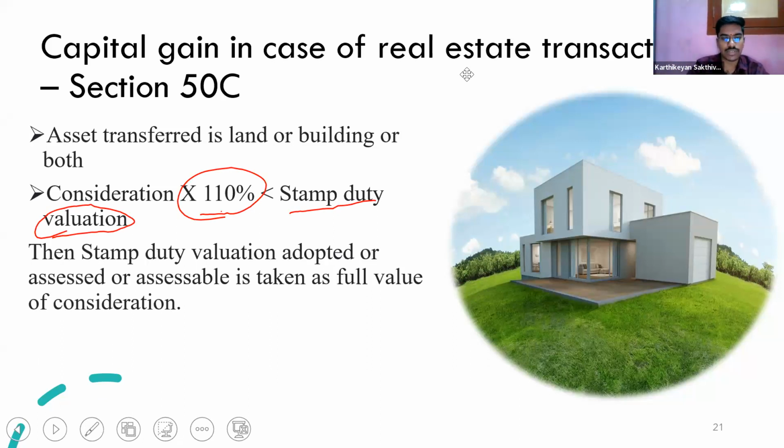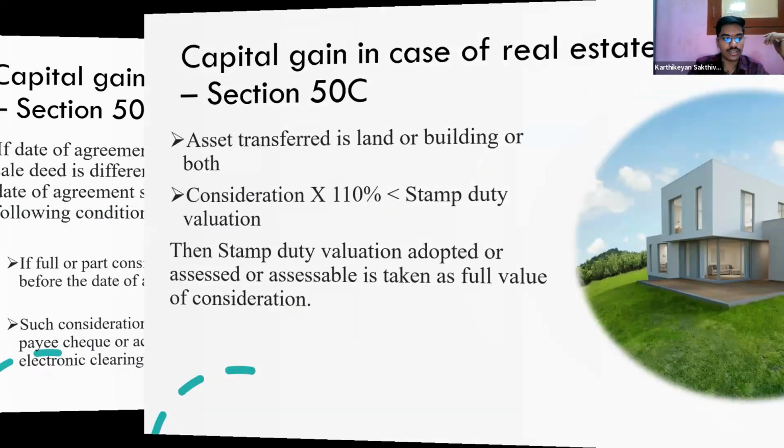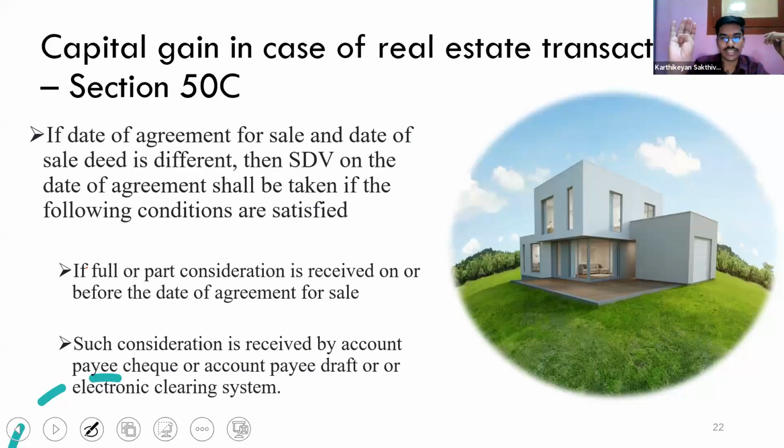So if the asset transferred is land or building or both, and if your consideration into 110% is less than stamp duty valuation, then in such case your stamp duty valuation should be substituted for full value of consideration, right?